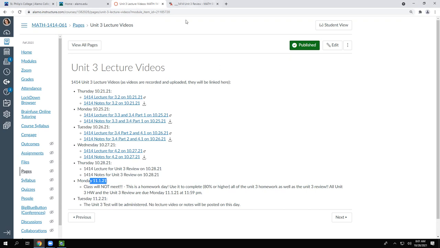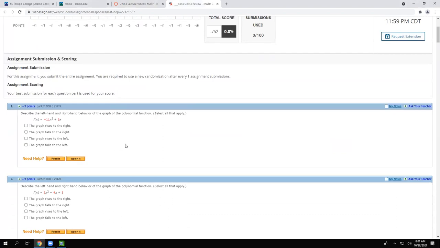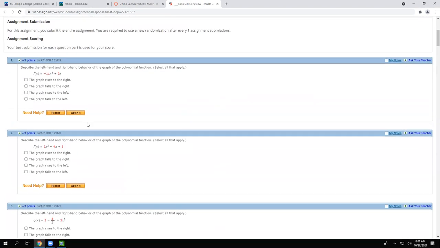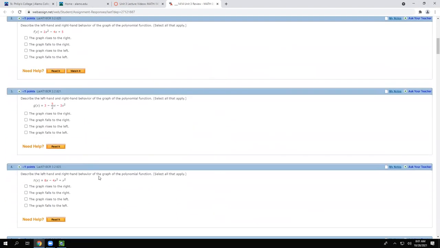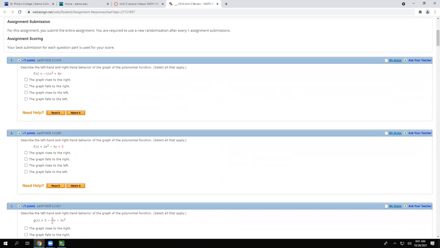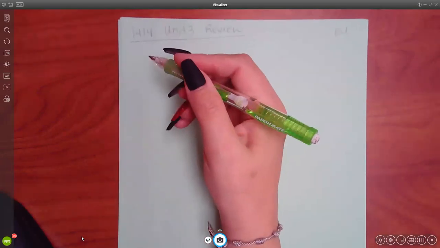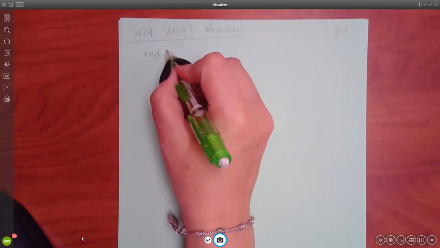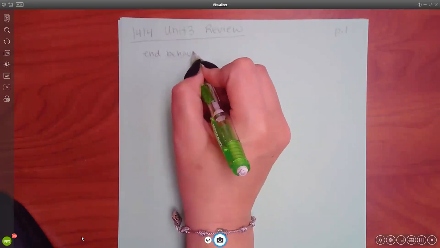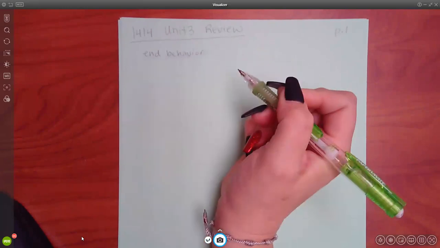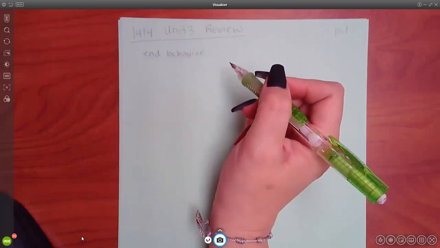Let's go ahead and go into this review. For all of these four problems, I tried to pick each different scenario, but anything that's talking about the behavior of the graph at the end, you're going to need this information. Is that spelled right? It looks funny to me.